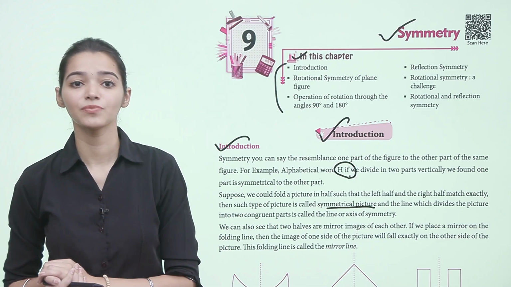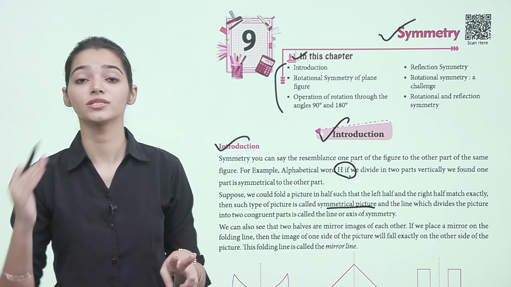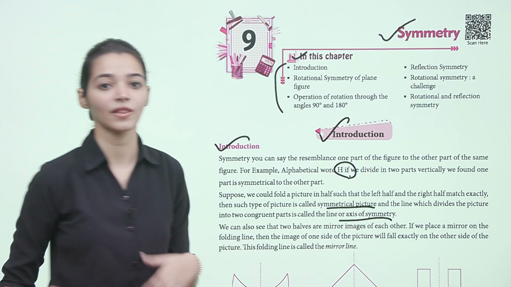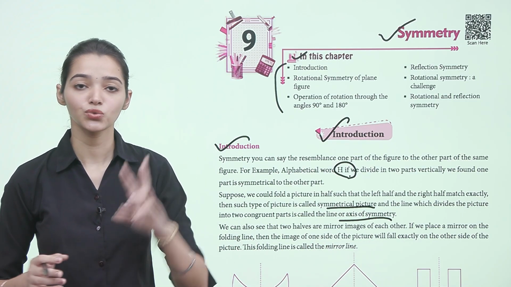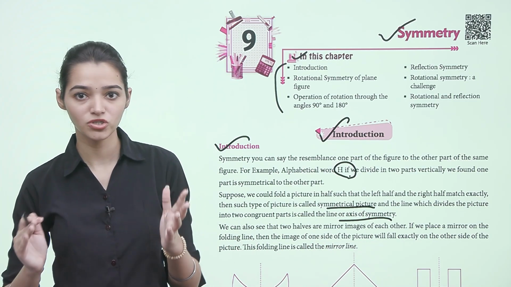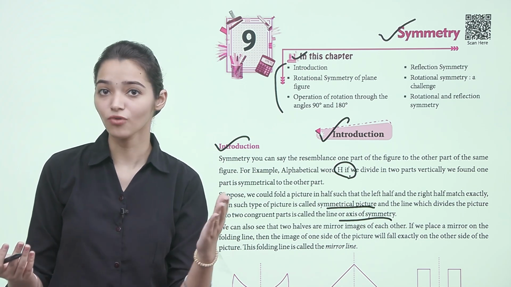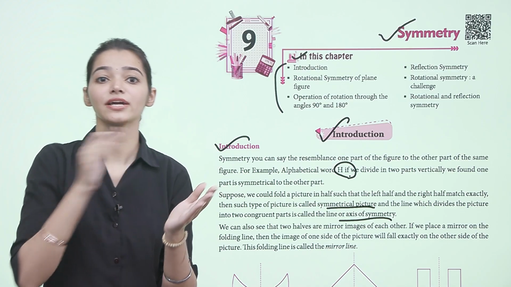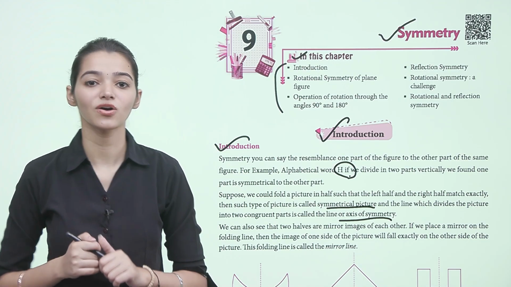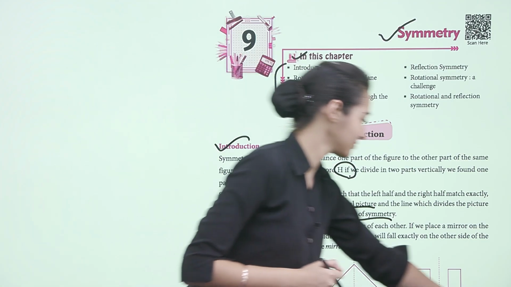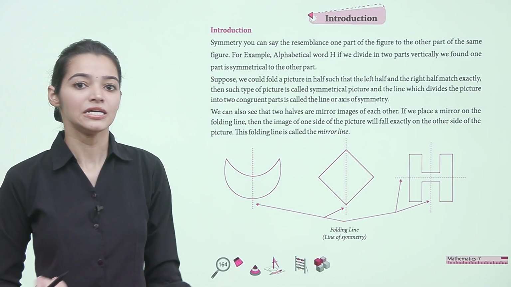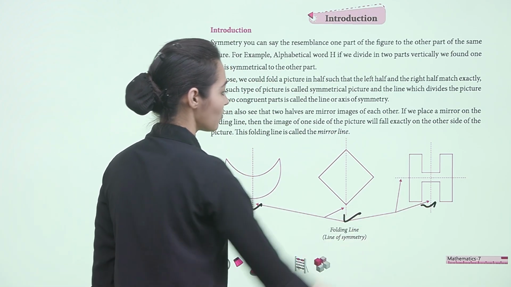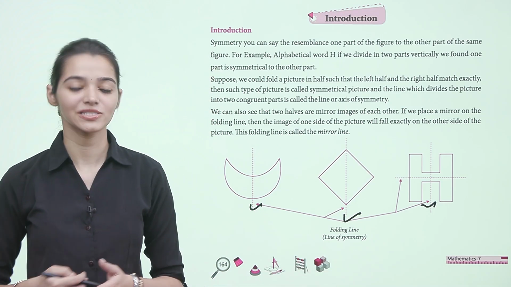The line which divides the picture into two congruent parts is called the line or axis of symmetry. We can also see that the two halves are mirror images of each other. If we place a mirror on the folding line, then the image of one side will fall exactly on the other side of the picture, and this folding line is called the mirror line. This is our folding line, and it is also known as a line of symmetry.